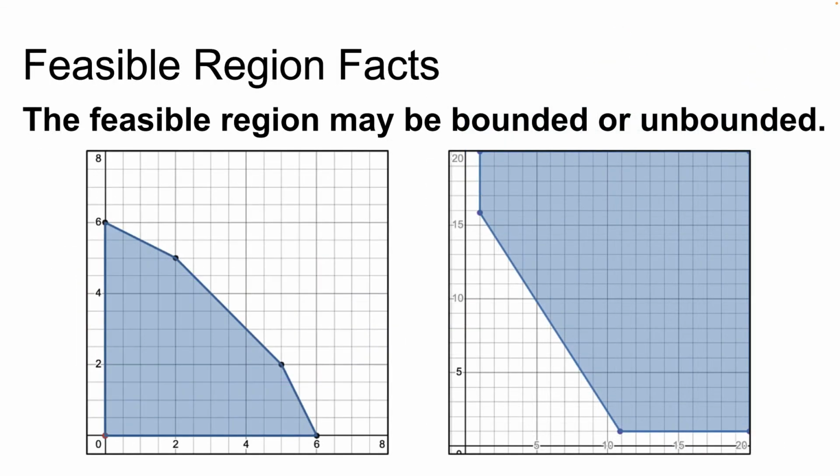The feasible region may be a bounded region, like the one on the left, or unbounded, like the one on the right. It's very important that we identify not only our feasible region, but also whether or not it's bounded or unbounded, because this is how we determine our solution to a linear programming problem.